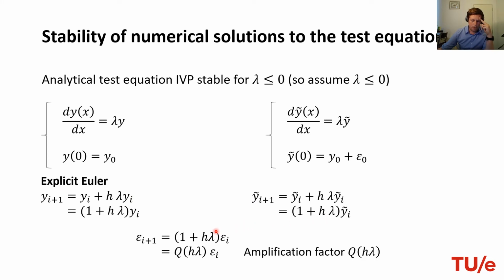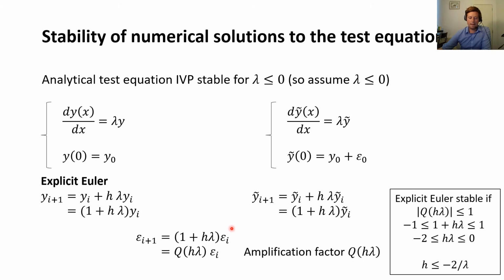Okay, so what we see here is a factor, and we call this the amplification factor, which is a function of the step length h and the constant lambda in the right-hand side of the ordinary differential equation. Now we know that this lambda is smaller than or equal to 0. So this is this amplification factor.